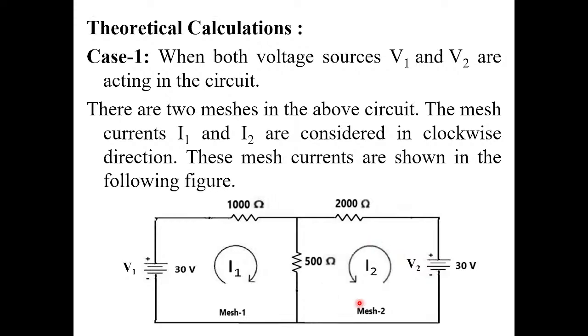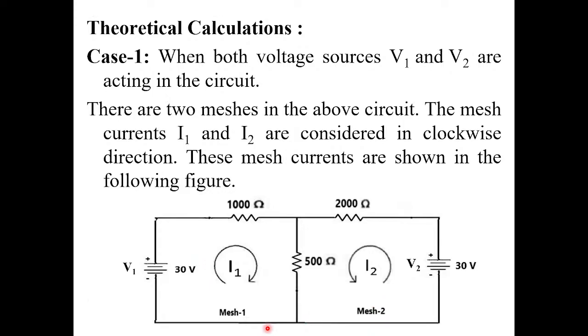Don't think much. If you think much, you will get more confused. Simply assume some current direction, or you can follow the path of your sources. The positive terminal is upwards, so I have assumed anti-clockwise. This positive terminal is upward, so I have assumed clockwise. That's it, nothing else. So I have assumed I1 in clockwise and I2 in anti-clockwise. These are my loop currents of mesh 1 and mesh 2.